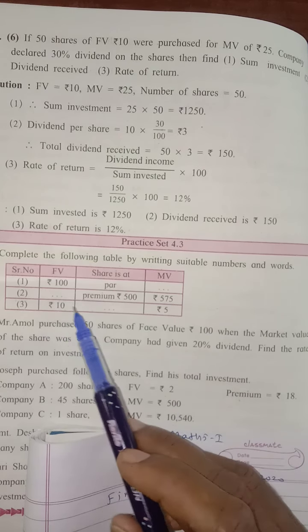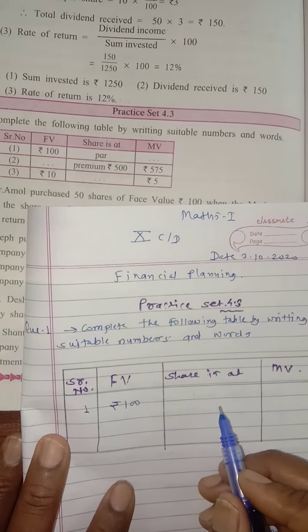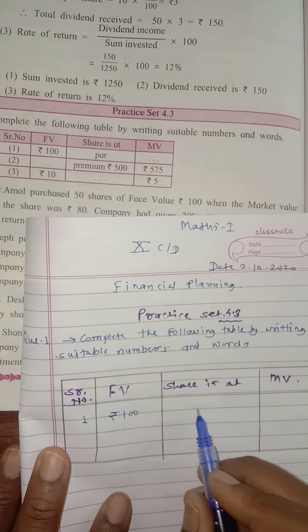In the first example, face value is 100, share is at par, therefore market value is also rupees 100.